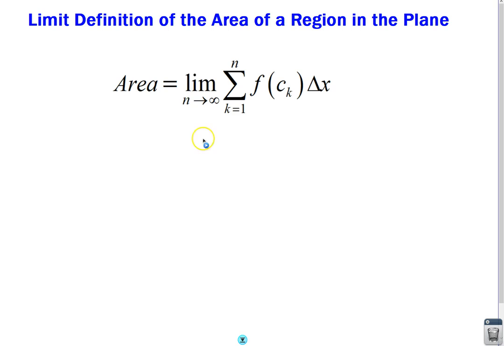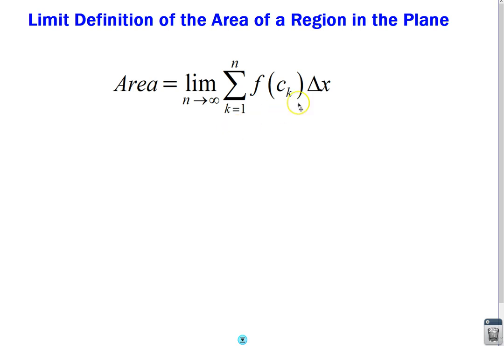To find the area, I take the limit as n approaches infinity of this summation right here, and that's going to give me the exact area under the curve of the function.